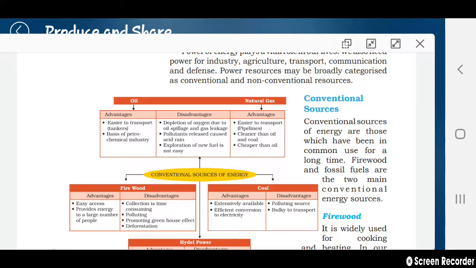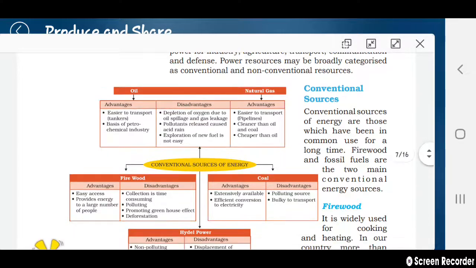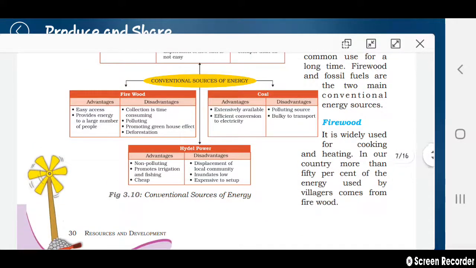Now, conventional sources of energy. First you learn about firewood and fossil fuels. They are the two main conventional energy sources. Now let us know the advantages and disadvantages of firewood. First, the advantages of firewood: it has easy access, and it provides energy to a large number of people.